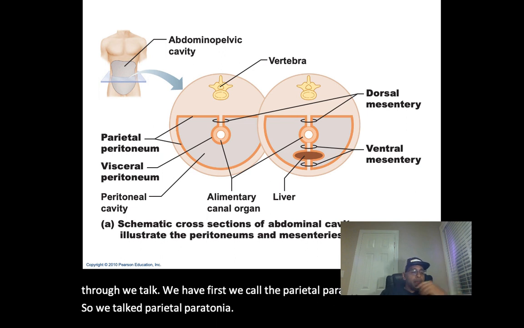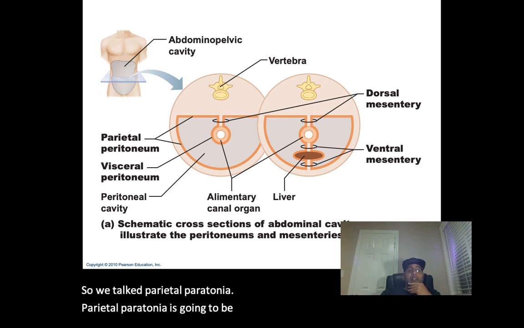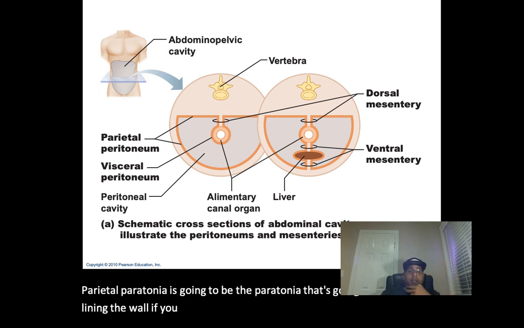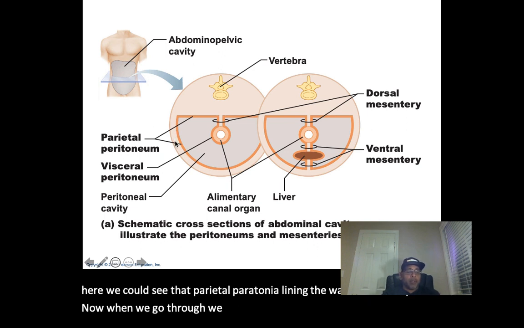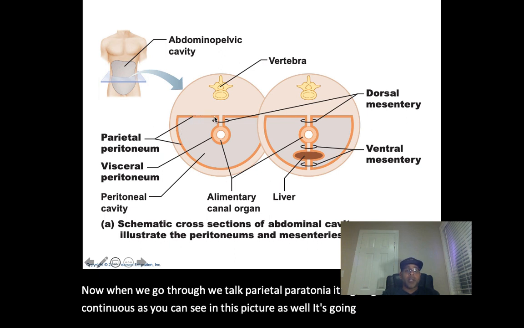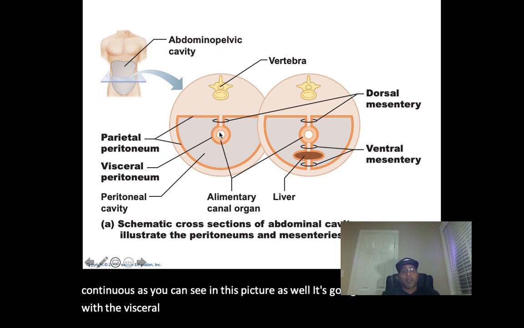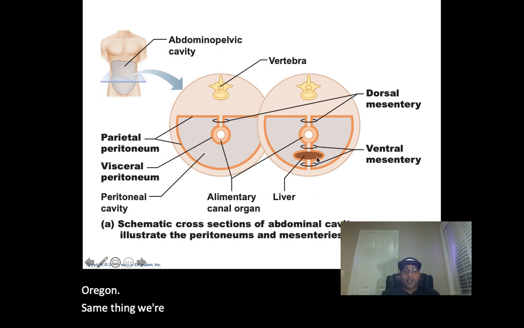The parietal peritoneum is the peritoneum found lining the wall, if you don't recall from the beginning of the semester. So here we can see the parietal peritoneum lining the wall of the cavity. As you can see in this picture as well, it's continuous with the visceral peritoneum. The visceral you see right on top of the organ. Same thing we're showing here, right on top of the organ. So it's going to be covering the external surface of most of your digestive organs.